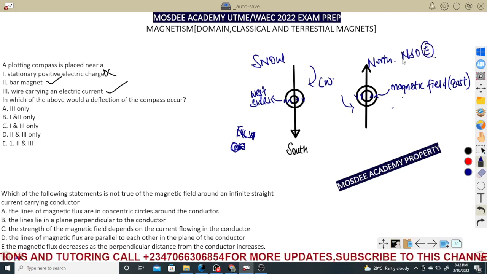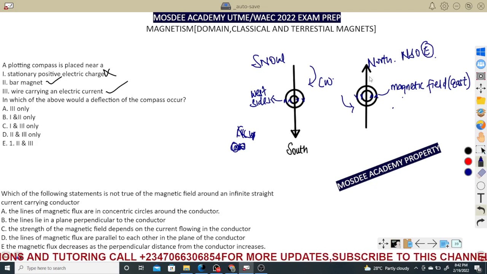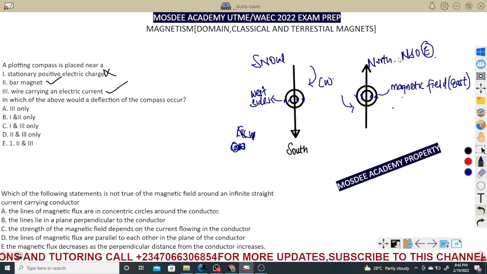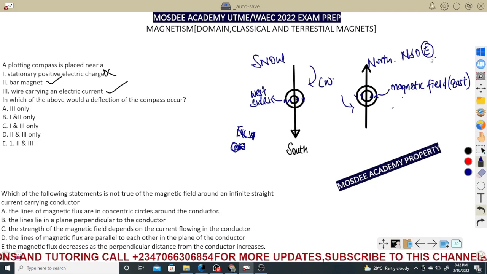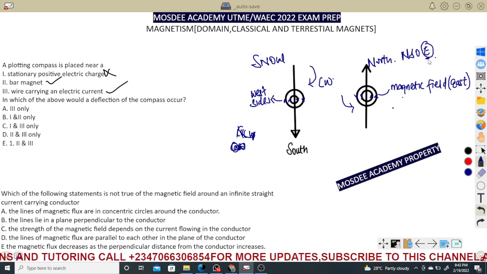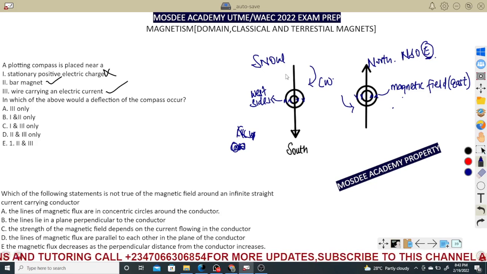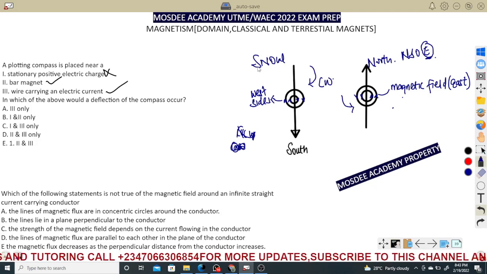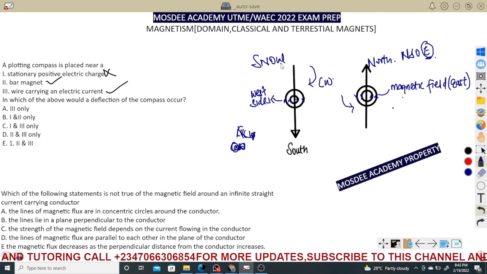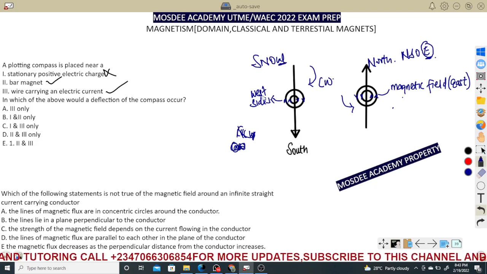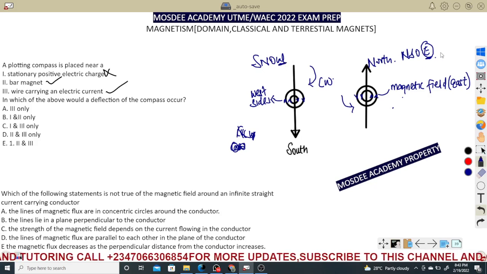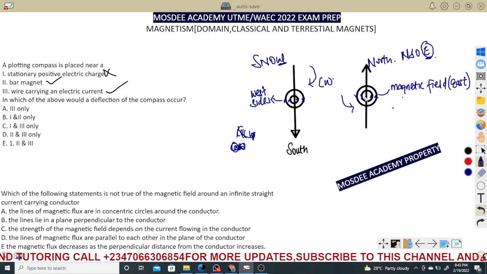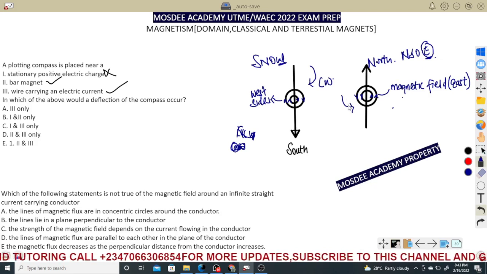In the north, if the current is facing the north direction, then the direction of the magnetic field is always at the east side. But if it is moving from south to north, that is, the current is at the south, the magnetic field is at the west. They call this the SNOW rule. So anyone you want to use, but my own is always the right hand palm rule, which is always the best.